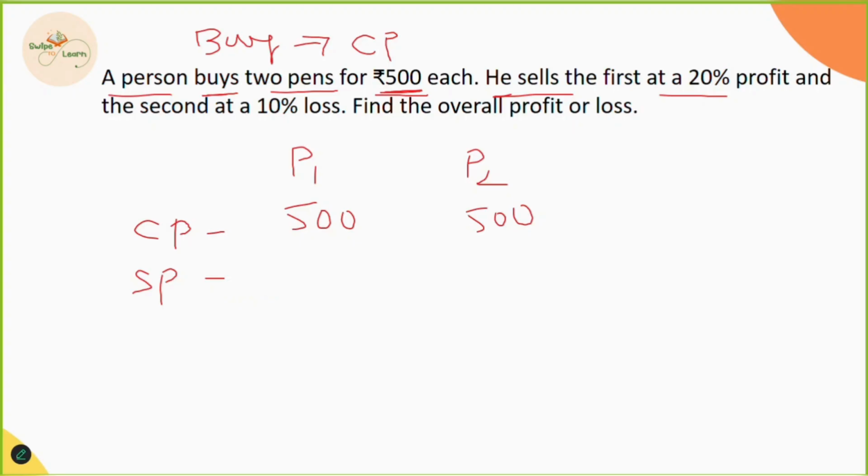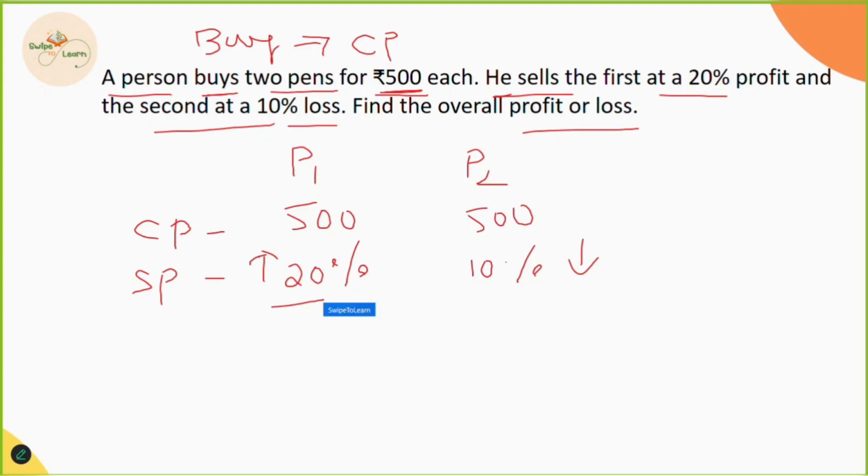The first one is at 20% profit. And the second one at 10% loss. Okay, the second pen is sold at 10% loss. Find the overall profit or loss. We have to find whether there is a profit or a loss when selling the pens, one at 20% profit and the other at 10% loss.